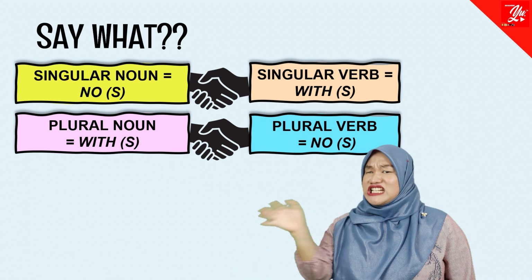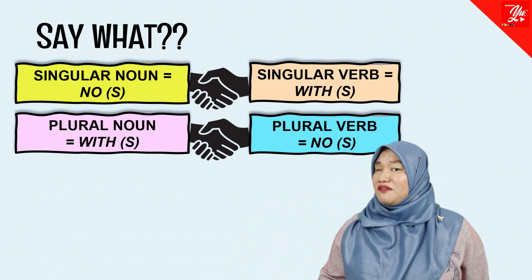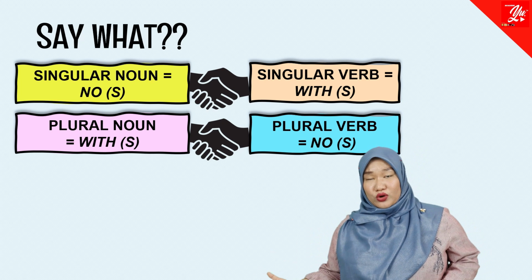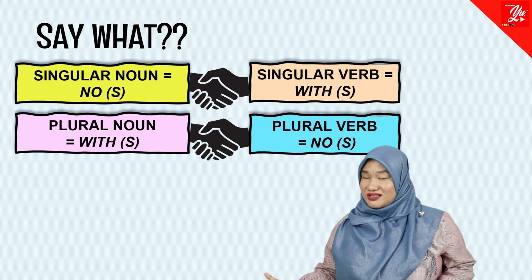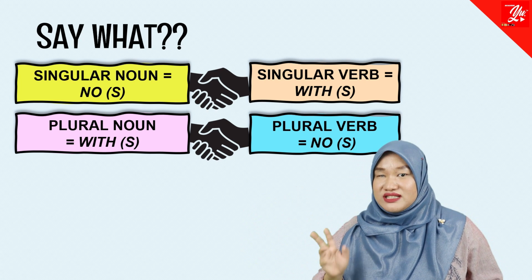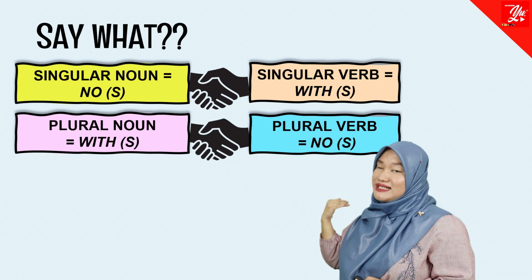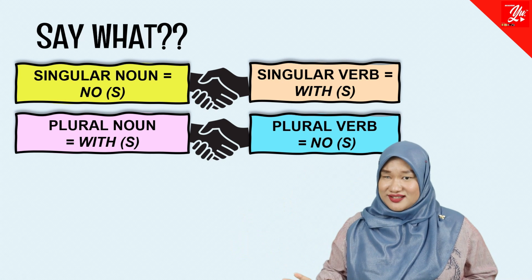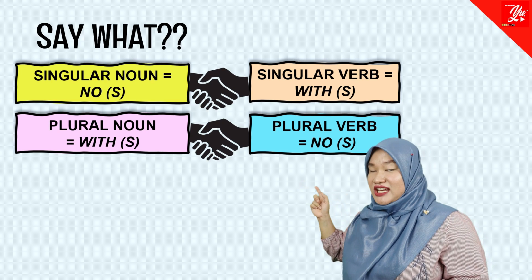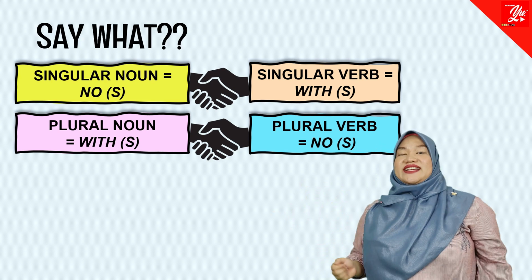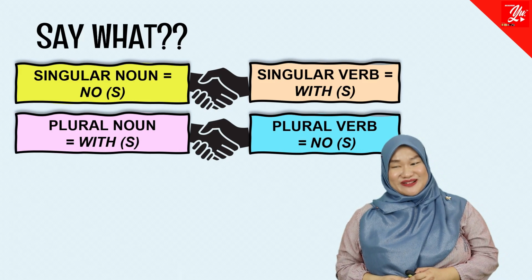So S doesn't like to be friends with another S. So S likes to be alone. She wants to be the best. So S do not want another S in the same sentence. So when the subject has an S, the verb must have no S. And when the subject has no S, the verb must have S. Alright, so let's look at some examples.